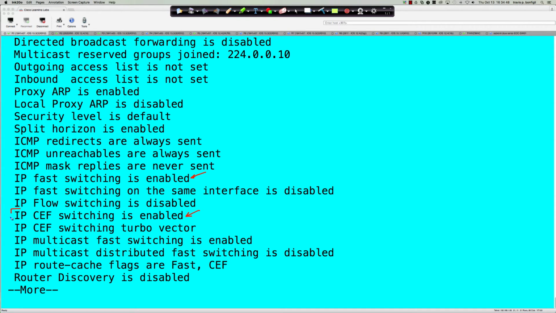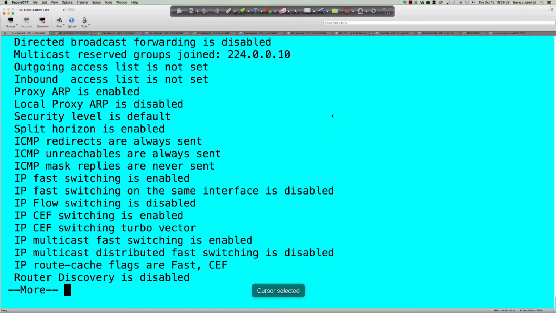So CEF switching is going to take precedence. If it can't be CEF switched, it will try to fast switch it. And then the last resort is process switching. So let's manipulate the switching that's being used right now. And what they're going to have you do in the lab is basically turn it off.